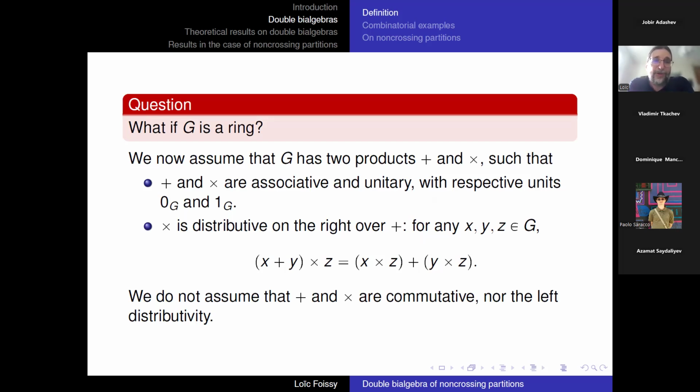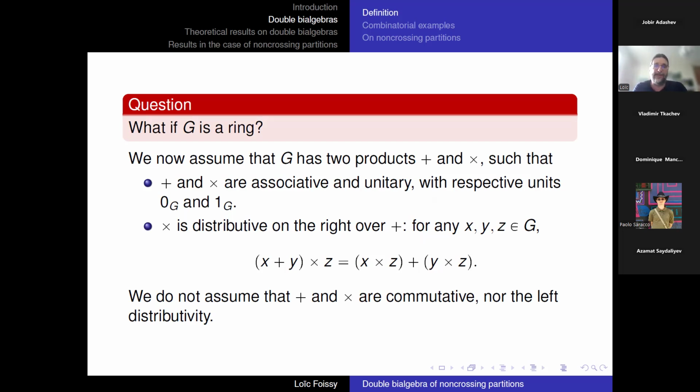So I want more structure on my monoid, J, and maybe J is a ring. You can think of C, the base field, the complex numbers, with addition and multiplication. This is a little bit too restrictive for non-crossing partitions, so I will assume that J has two products. Well, it has a sum and a product, the plus and times, which are both associative and unitary. So you have two units, which I denote by 0 and 1.